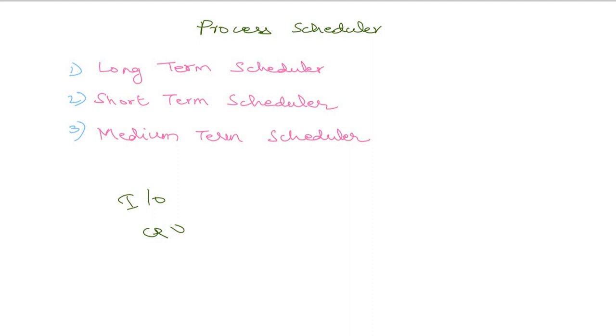Now moving on to short-term scheduler. The role of short-term scheduler is to bring a process from a ready to running state, and that's something that dispatcher does. It dispatches the program from ready state to running state.